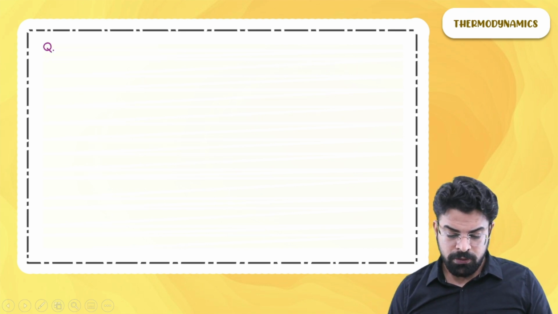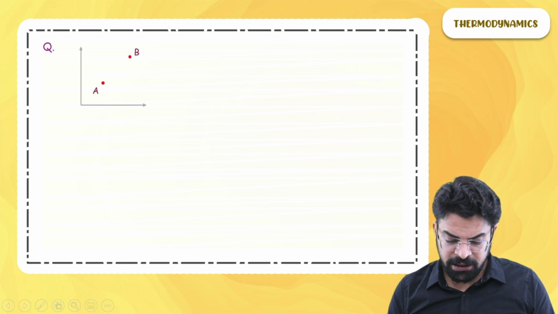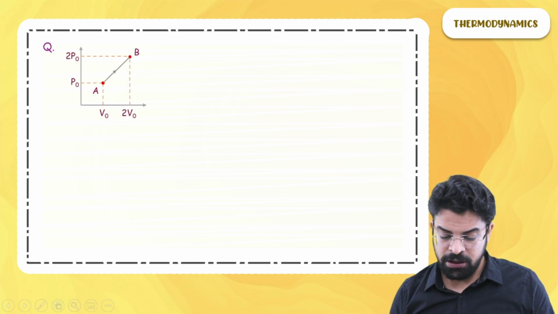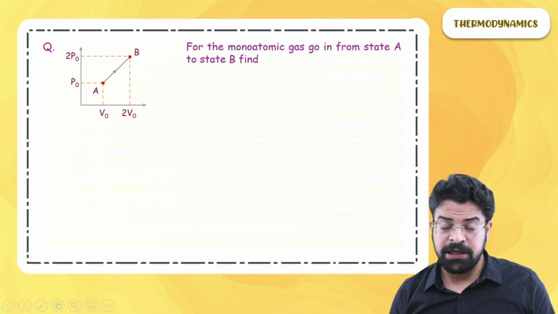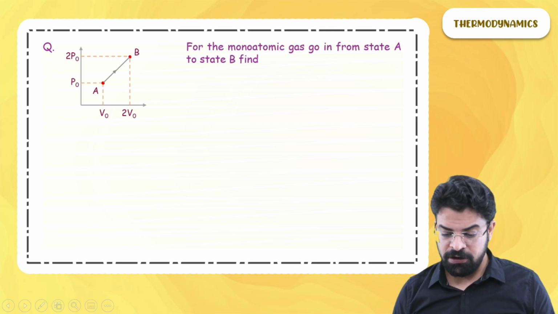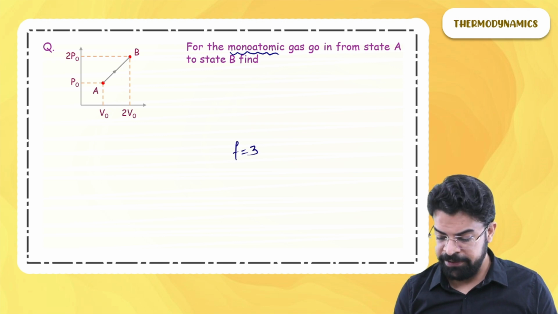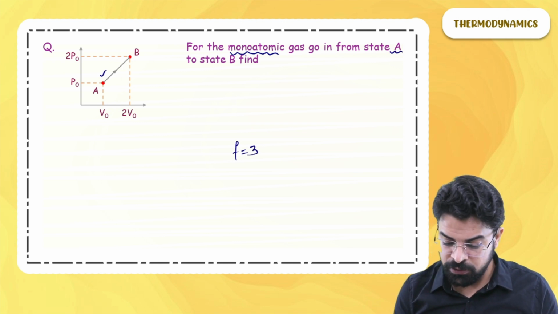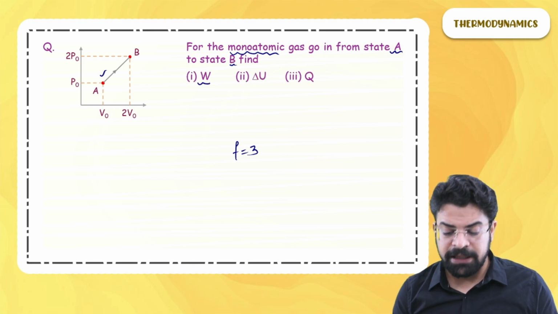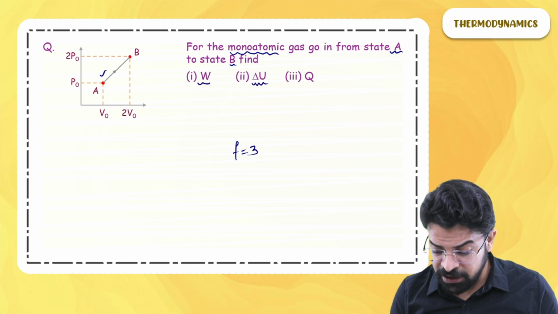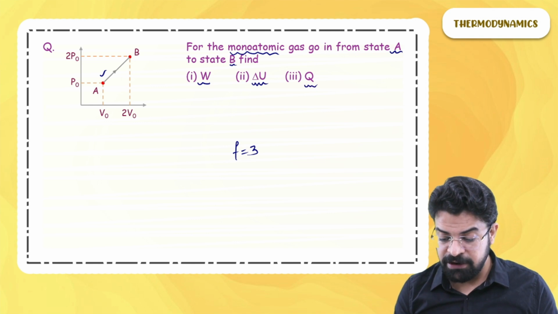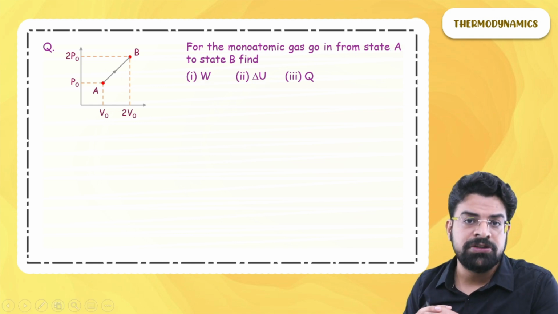So moving on to a question. The question goes like, there is a gas which is going from state A to state B. Your mission is to find the heat given, the change in internal energy and the work done. So for the monoatomic gas, degree of freedom is 3, goes from a state A to a state B. Find the work done by the gas, the change in internal energy of the gas and the heat given to the gas. So let's do all the 3 parts slowly.